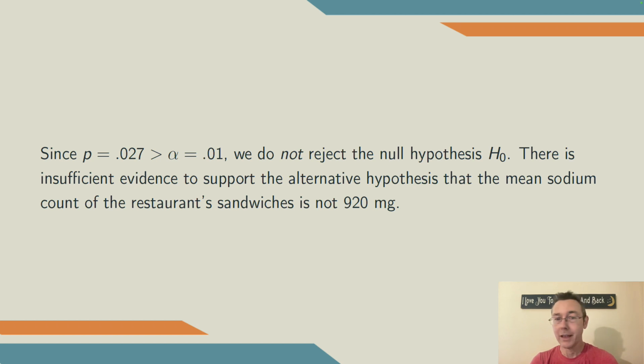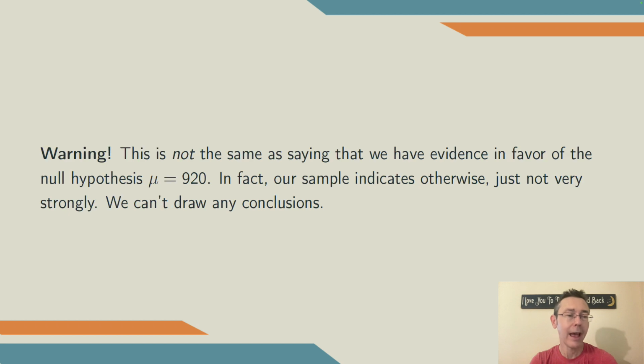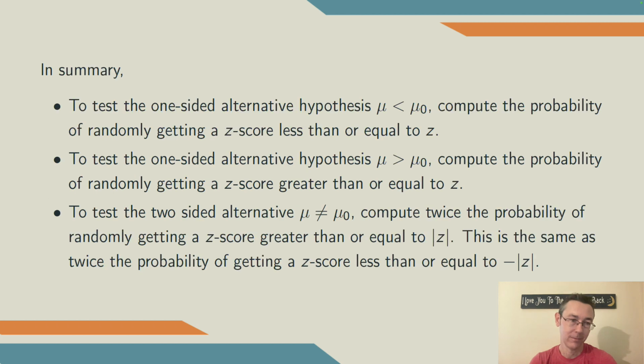Now, I recognize that that is a bit wordy, doesn't really sound like we've concluded much, and in fact we haven't. This is not the same thing as saying that we have evidence in favor of the null hypothesis that the mean is 920. In fact, our sample wasn't 920. Our sample indicates otherwise, just not very strongly. So in the end, really, we aren't drawing any conclusions. If we want to draw a more solid conclusion, we need to go out and get a larger sample size, look at more of this restaurant's sandwiches.